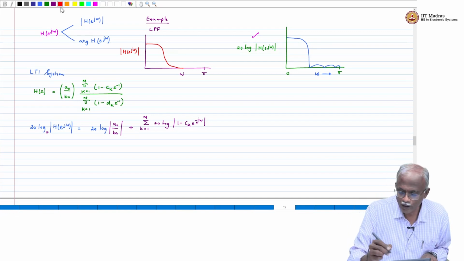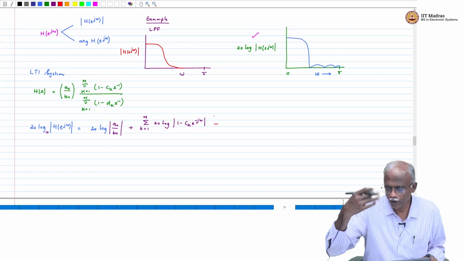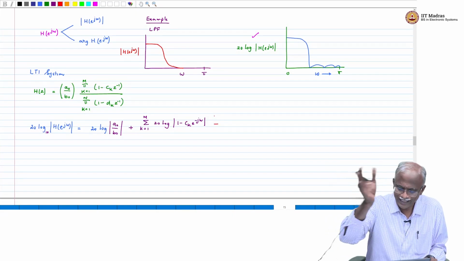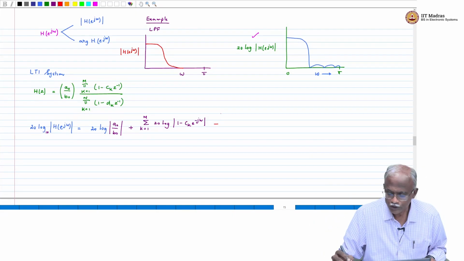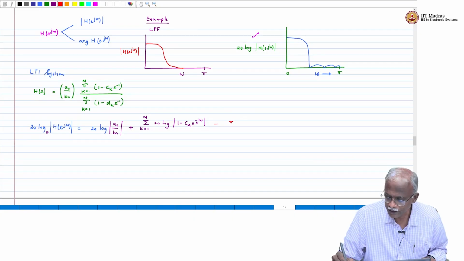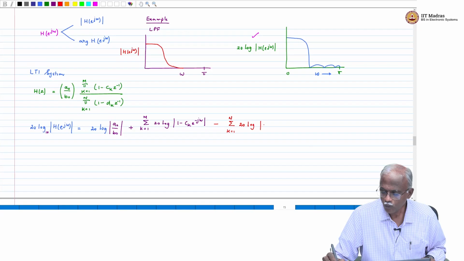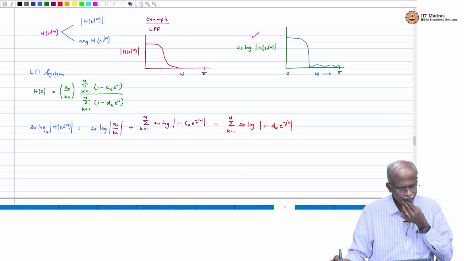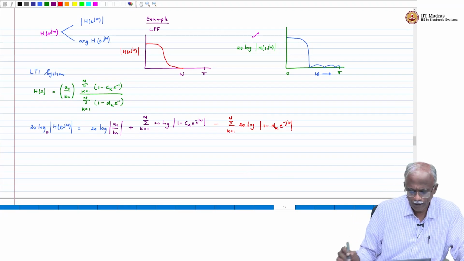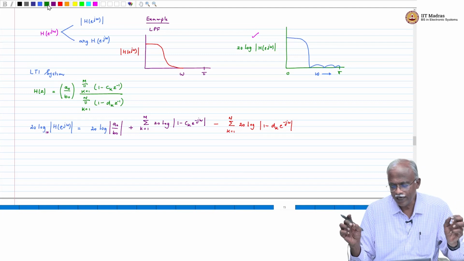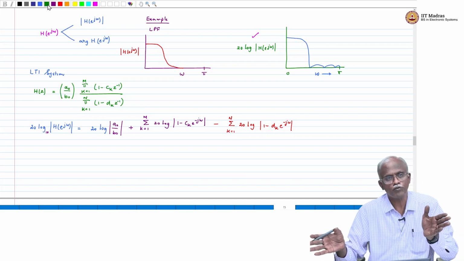Now what about the denominator terms? When you take logarithm of a ratio, numerator gets added, denominator gets subtracted. So you subtract out the denominator components. k equal to 1 through N, 20 logarithm base 10, magnitude of 1 minus d_k e power minus j omega. That is one of the advantages of the factorized form.